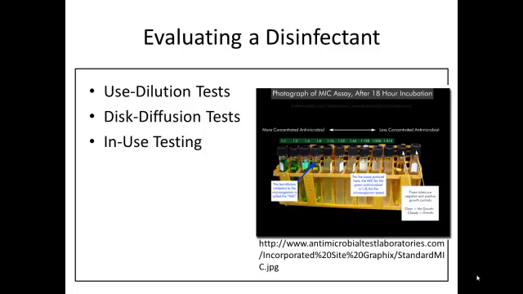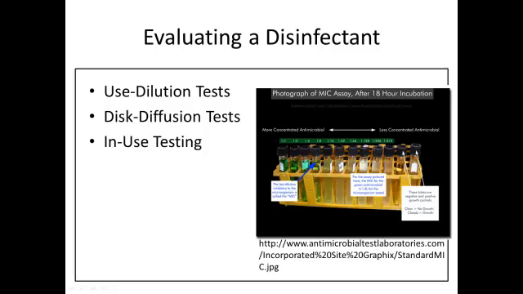There are three main tests that are currently common in the United States: the use dilution test, diffusion tests, and in-use testing. First off, let's talk about use dilution tests. You're going to be doing one of these in labs, and here we have a picture of a bunch of test tubes. They have decreasing amounts of the disinfectant in the test tubes.